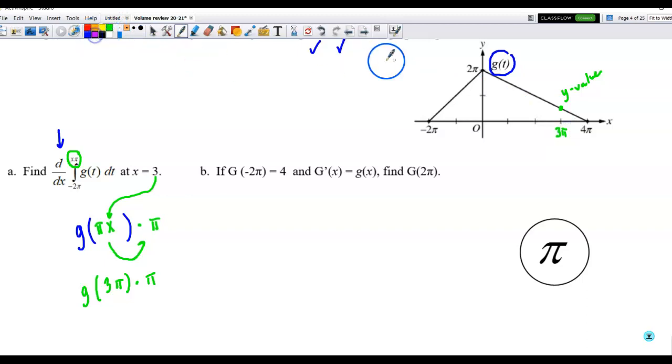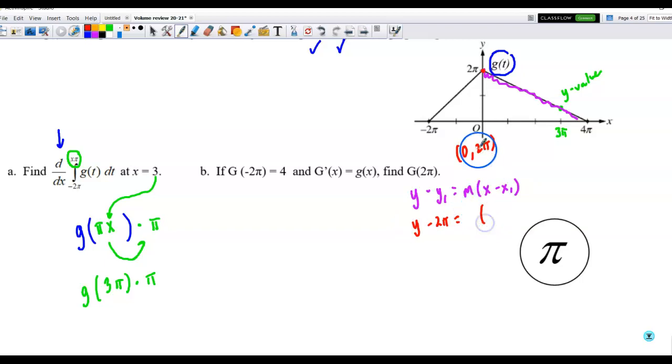Now what we see here is the equation of a line. So I'm going to write the equation of that line so I can figure out the y value. So y minus y1 is equal to m times x minus x1. The point that I'm going to choose, because I try to be smart lazy, is this point right here at 0, 2 pi. I like to use zeros. I could have used 4 pi, 0, doesn't really matter. But I'm going to use the y-intercept, 0, 2 pi. So y minus 2 pi is equal to, I don't know yet, x minus 0.